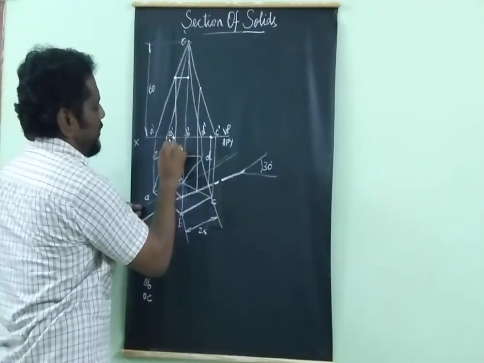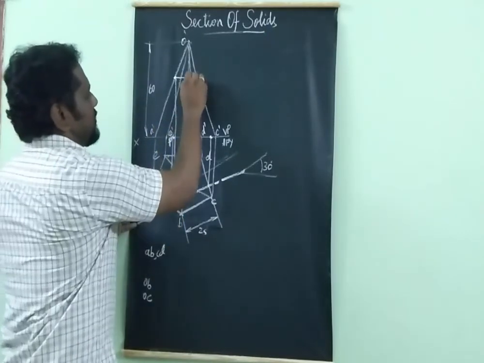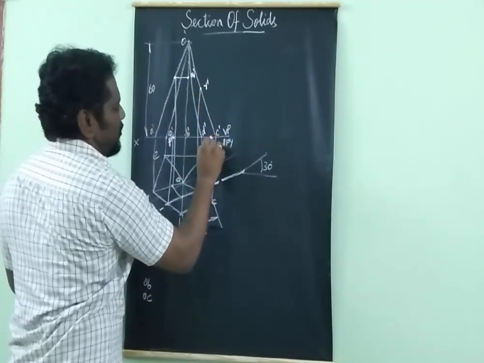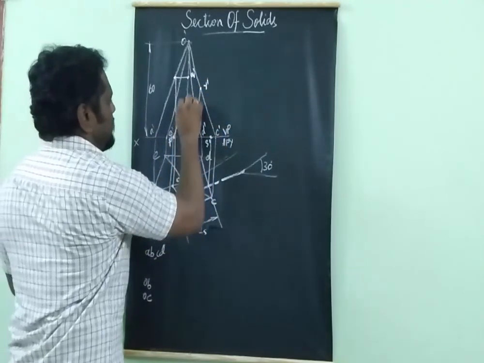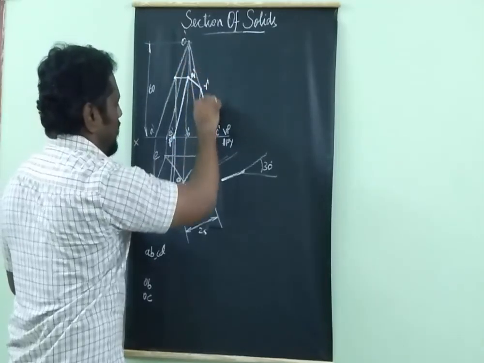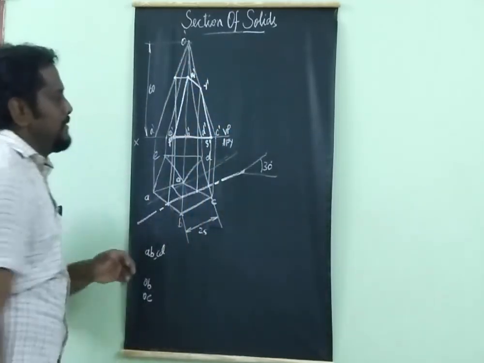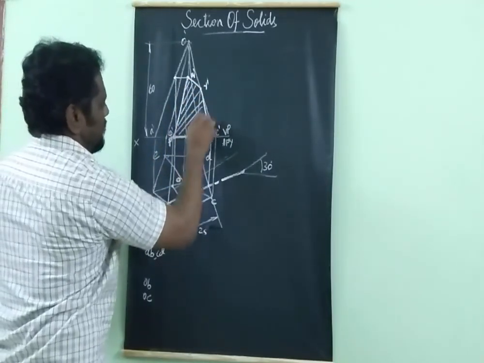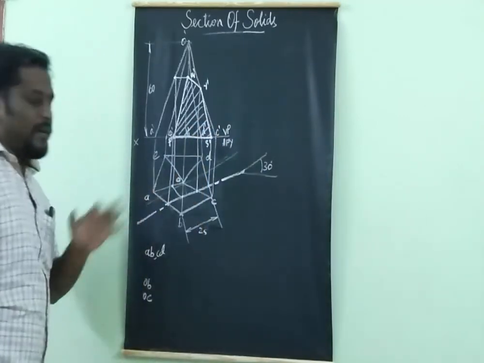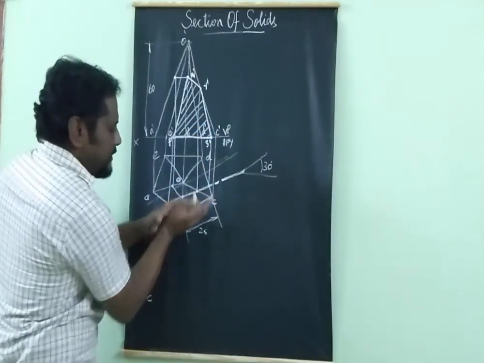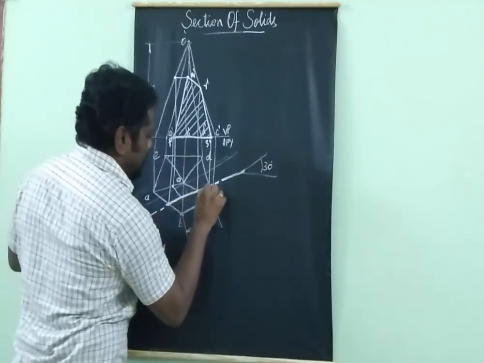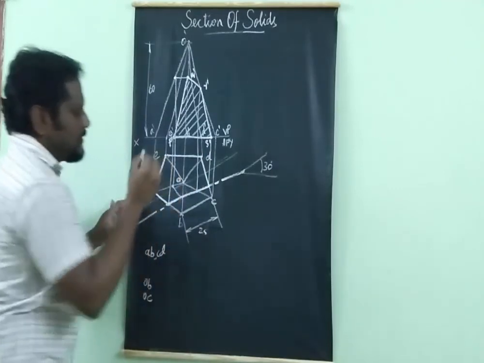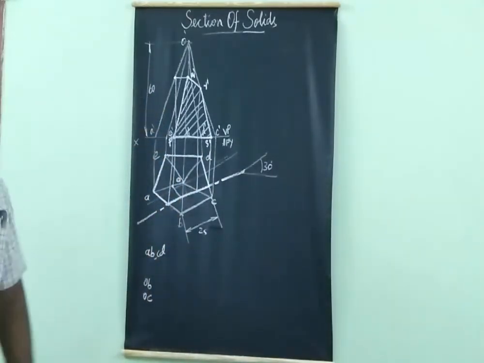This is my first point P dash, this is my second point Q dash, this is my third point R dash, this is my fourth point S dash. Now connect all these points: PQ, QR, RS, SP. This is your front sectional view. Okay. For the top sectional view, this portion gets removed and the balance portion is this one. This is your top sectional view. This is your front sectional view.